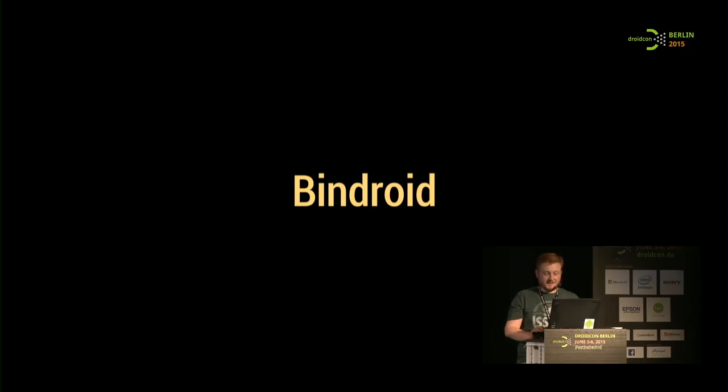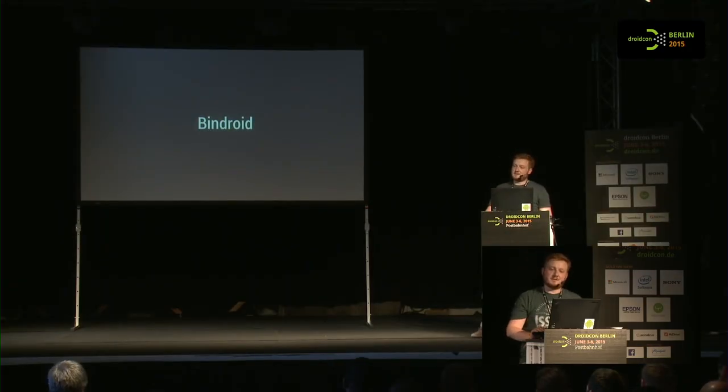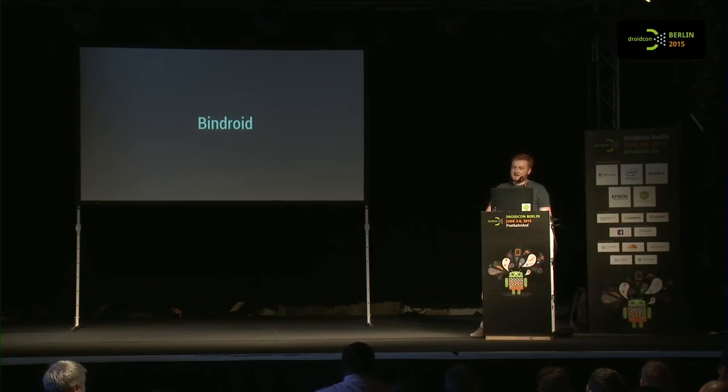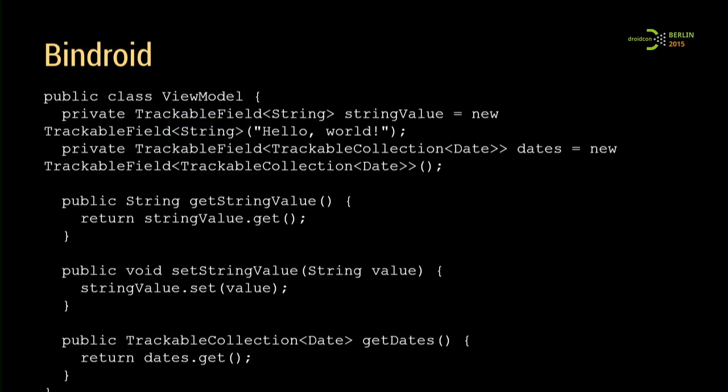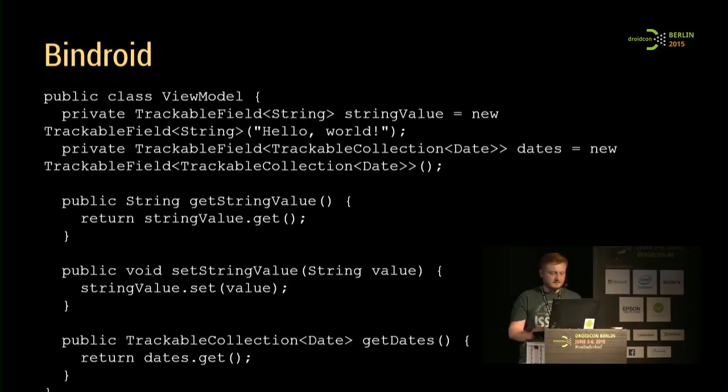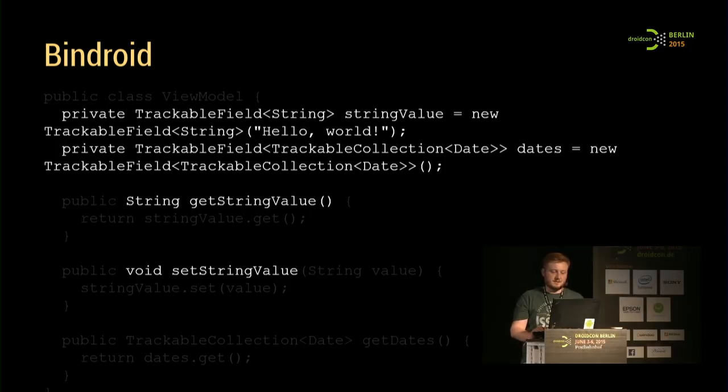And just an honorable mention for BindDroid, which is another MVVM approach. It's quite different from the previous ones because you don't create any custom attributes or make changes in your XML files. Everything you have to do is just create a view model again. With BindDroid, we have a TrackableField class, which is responsible for all of these events between view and view model. So the important stuff is here.